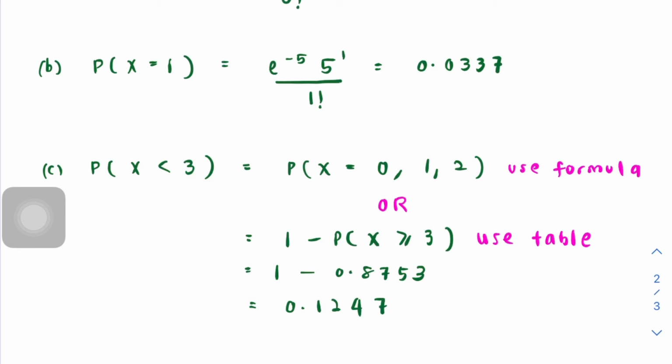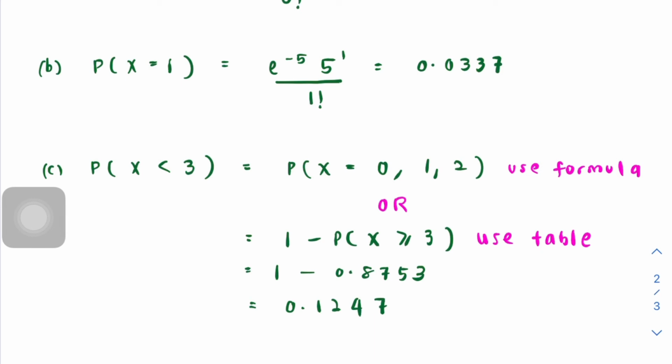Or the simplest method is to use the Poisson table. But remember, the table only reads the at least symbol, so you have to convert to the at least symbol first. The wanted events for this example are 0, 1 and 2, so the unwanted events are 3, 4, 5 onwards. So use the complement method: 1 minus P(X is more than or equal to 3).